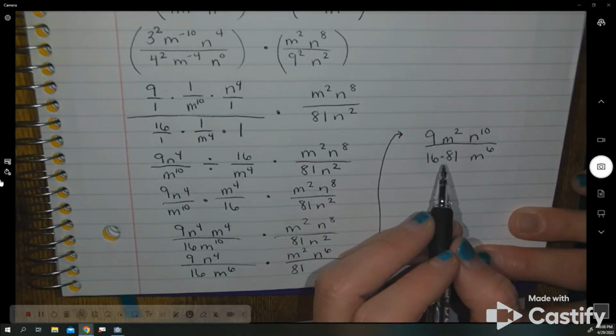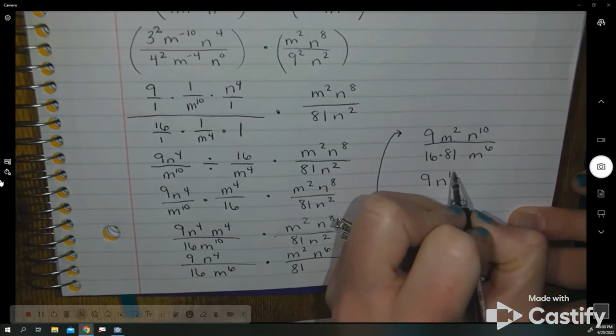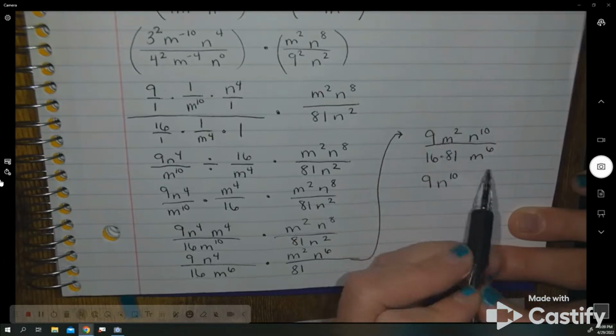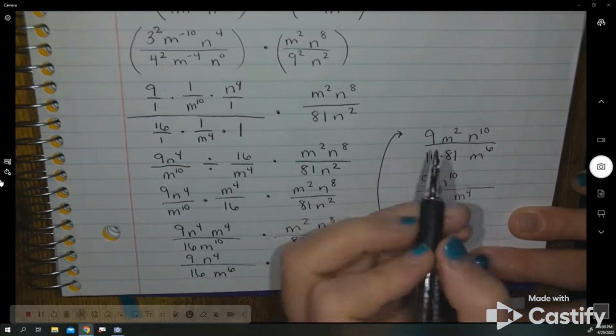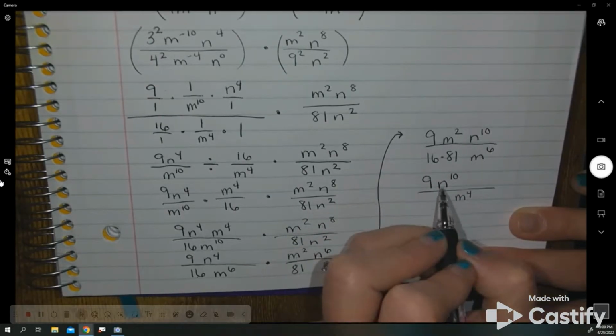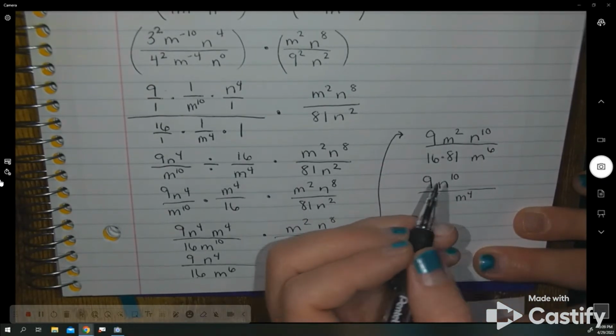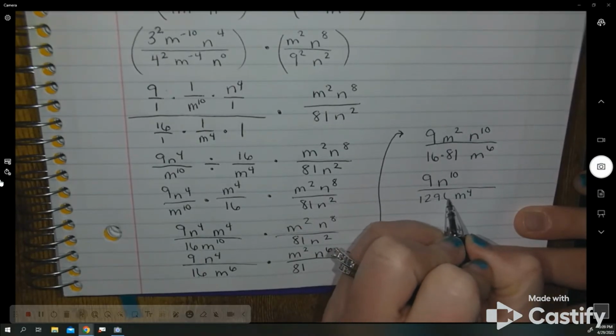I'm going to simplify this up a little bit. I have 9 n to the 10th. Now look here, we have m squared and m to the 6th. So I have 6 on the bottom and 2 on the top. That leaves us with 4 m's on the bottom. I only have n to the 10th at the top, no other letters left up there. Down here we have 16 times 81, which is 1,296.